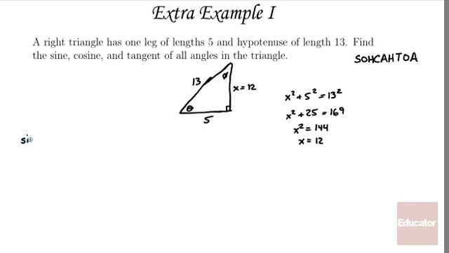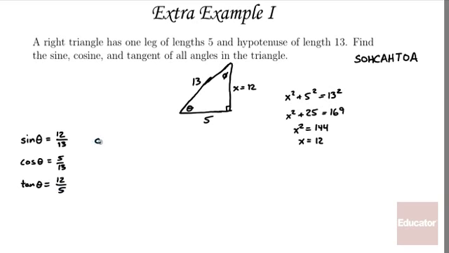Sine of theta, using SOHCAHTOA, is opposite over hypotenuse. So that's 12, the opposite side to theta, and the hypotenuse is 13. Cosine of theta is equal to adjacent over hypotenuse. Well, the side adjacent to theta is 5, so 5 over 13. And the tangent of theta is equal to the opposite over adjacent, so that's 12 over 5.